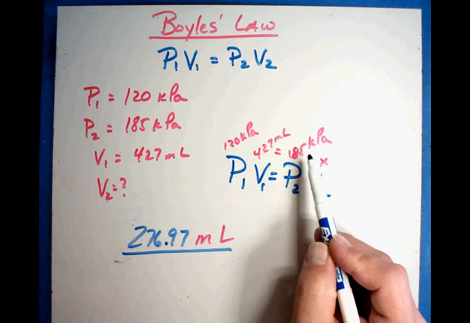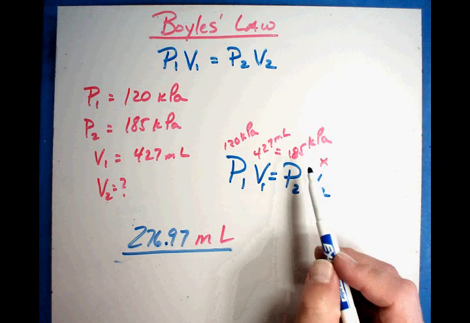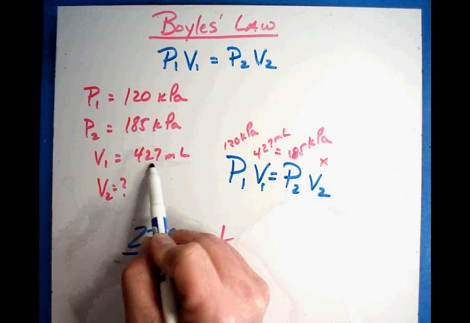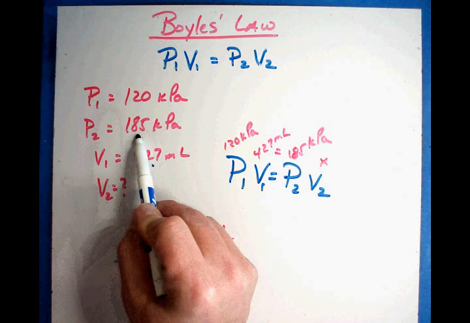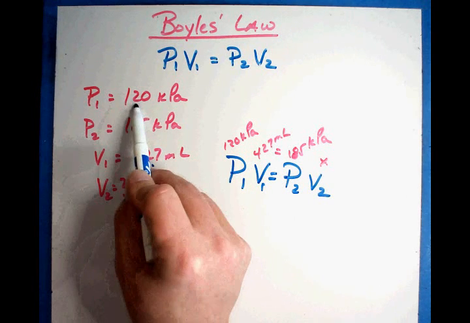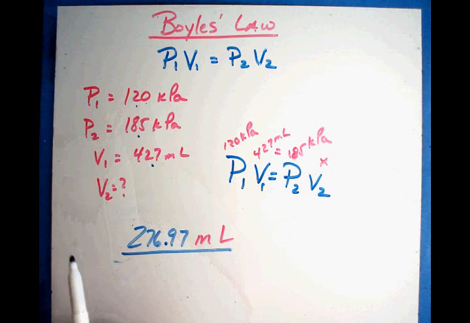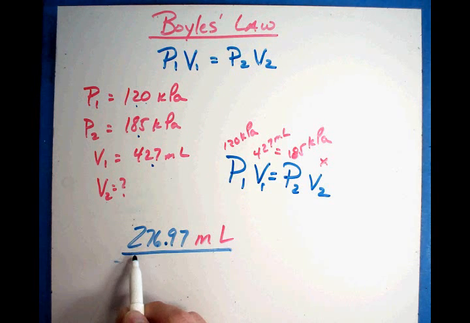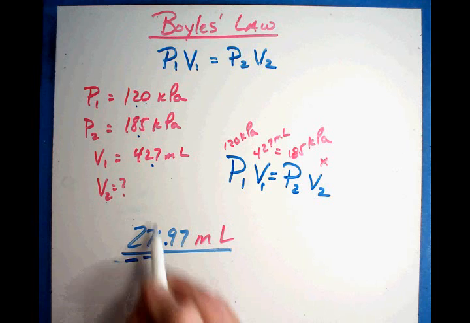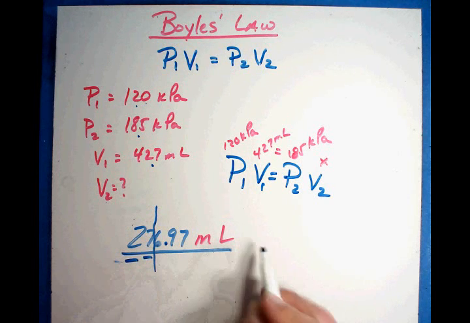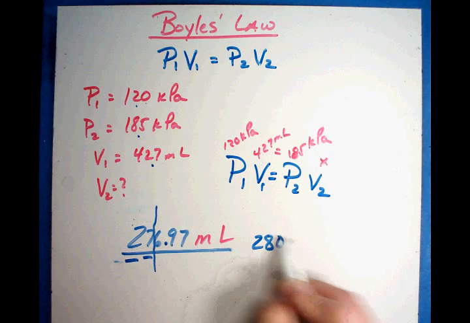Remember, sig figs, when you're multiplying and dividing, it's always the least sig figs. This number has 3 sig figs. This number has 3 sig figs. This one has 2. Remember, the 0 is a placeholder. So my answer is going to be 2 sig figs. So I go 1, 2, stop. So my answer is 280 milliliters.